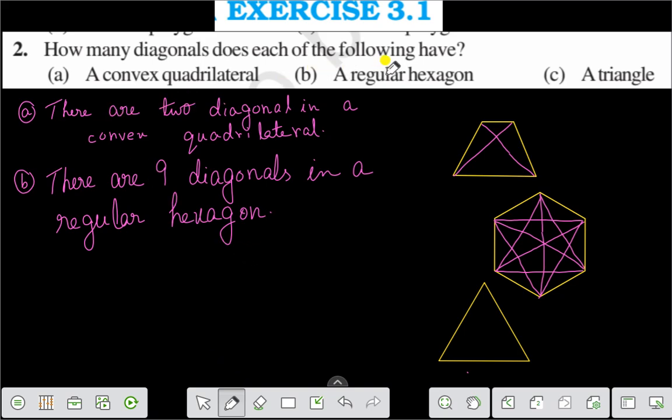Now question number C. How many diagonals does each of the following have in a triangle? You can see in a triangle there is no diagonal, right? Therefore we can write that a triangle does not have any diagonal in it.